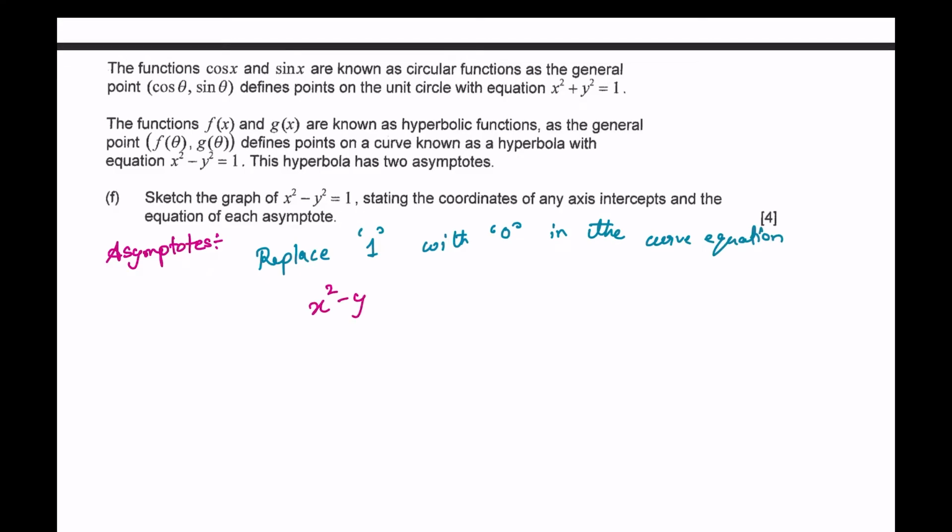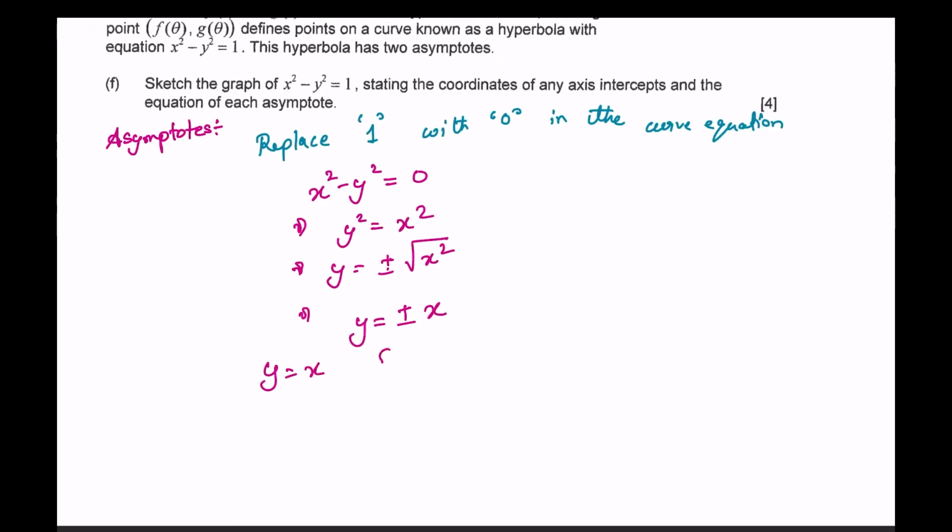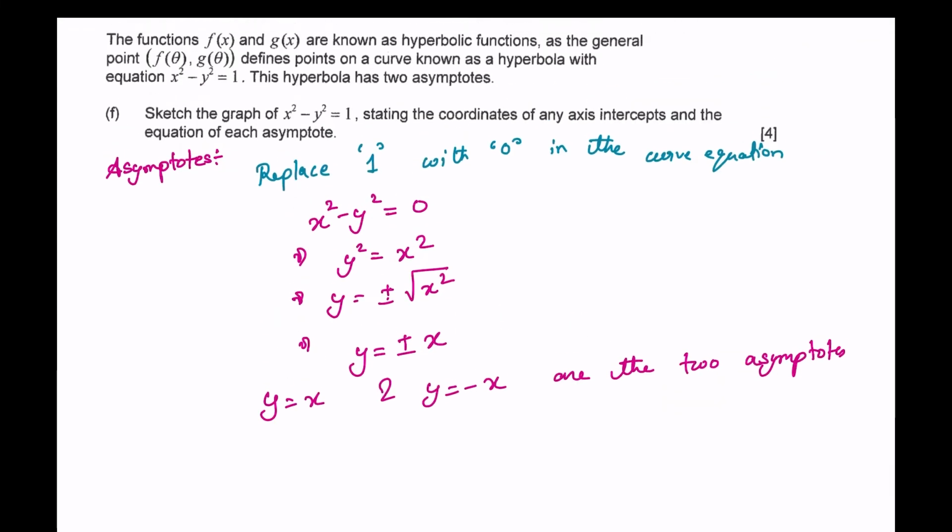So x square minus y square equals 0. So y square becomes equal to x square. So y will be equal to plus minus root under x square. So basically the asymptotes are y equals plus minus x. So y equals x and y equals minus x are the two asymptotes. So we found out the equation of two asymptotes. Now we have to find out the intercepts and we have to find out the domain. Let's try to find the domain.